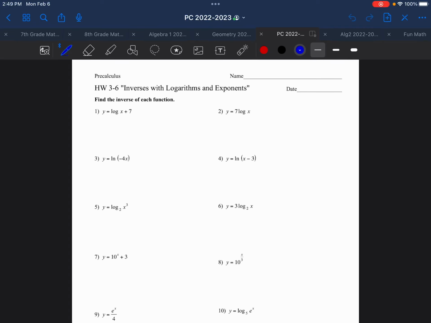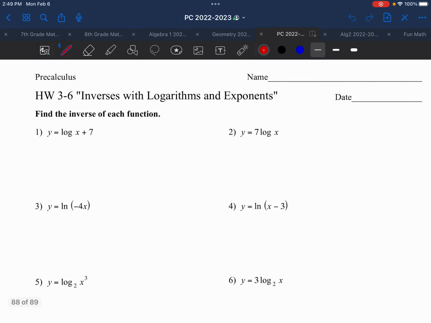This is Precalculus homework 3-6, inverses with logarithms and exponents. Let's jump right into this. We're trying to find the inverse of each function.